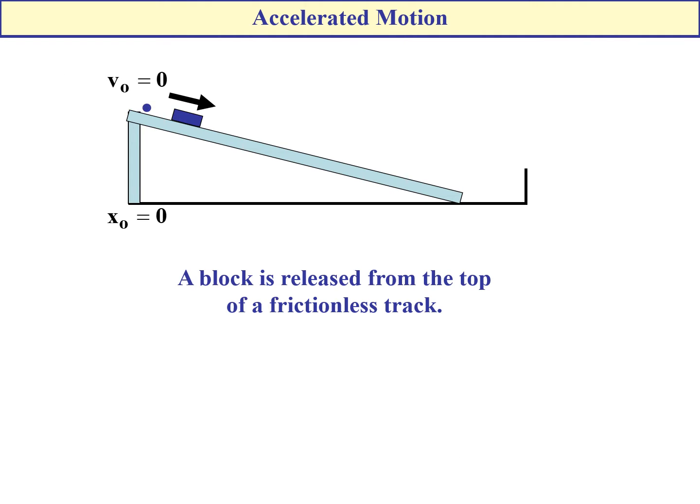All right, so in this example, we have an object that's moving to the right. You can see that we start with an initial position of 0.